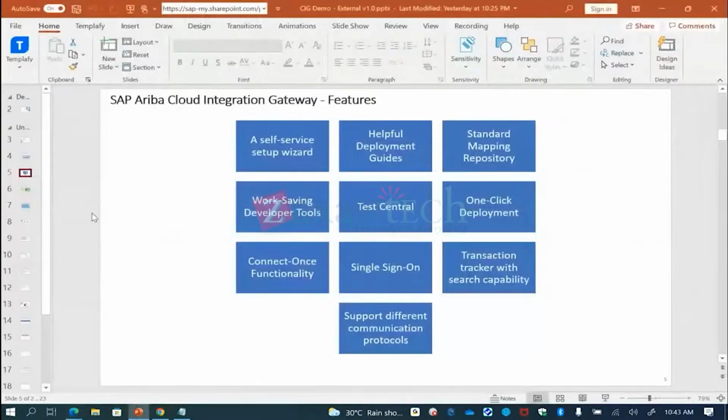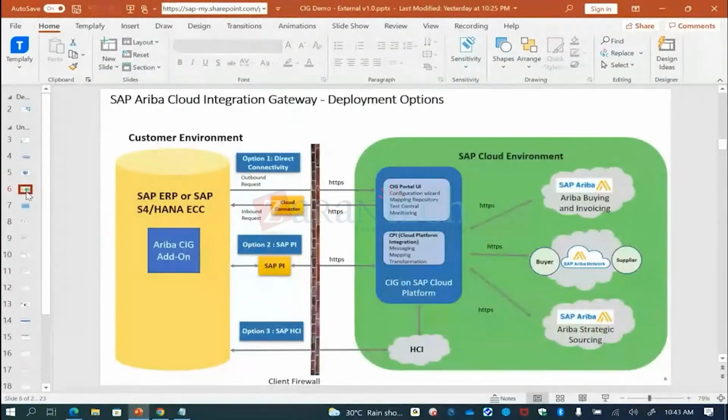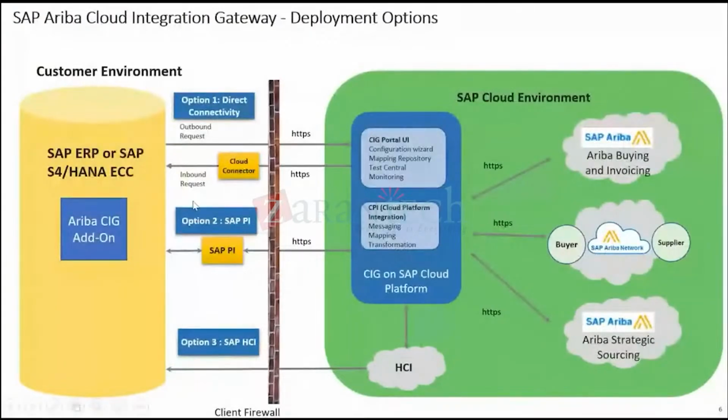Okay, so let me quickly go into this deployment option, and in this particular slide, I will also cover what the architecture of this Ariba CIG is. On the left hand side, what you see is the backend ERP system, and on the right hand side we have the Ariba solution that is hosted on cloud. So Ariba CIG is also a cloud offering from SAP, and similar is Ariba Sourcing, Buying, and Ariba Network. So we have three kinds of deployment options provided for any customer.